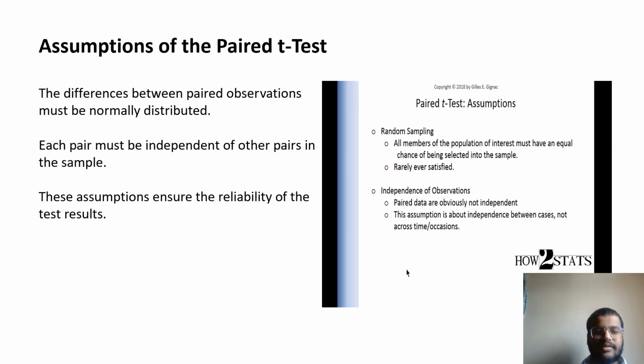Assumptions of the paired t-test. The differences between paired observations must be normally distributed. Each pair must be independent of other pairs in the sample. These assumptions ensure the reliability of the test results.